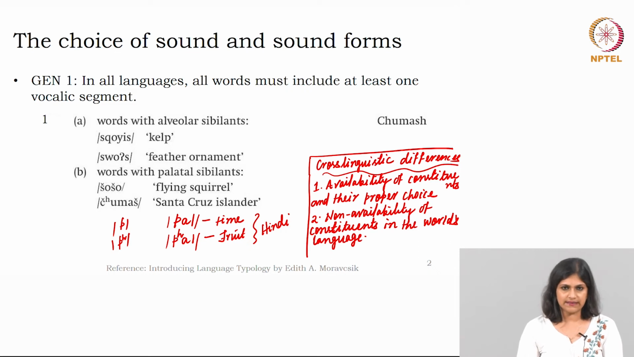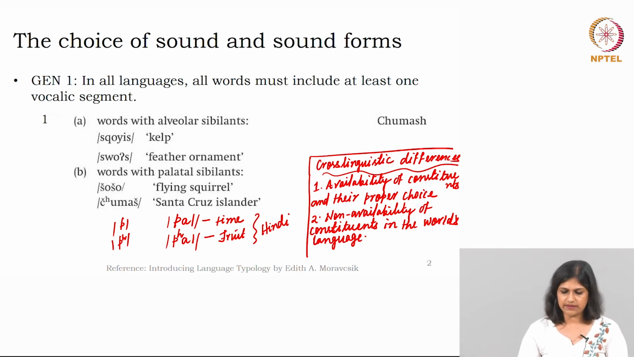When I say vocalic segment, you may also call it a syllabic segment, primarily the presence of a vowel sound. So, there is no word in any of the world's languages which will not have a syllabic or a vowel sound in its syllable. Here we have data from a couple of languages.